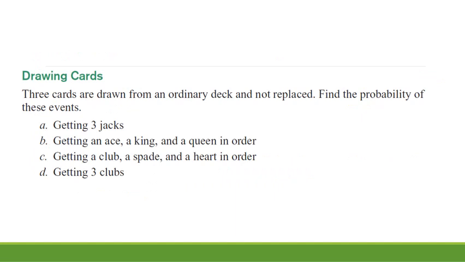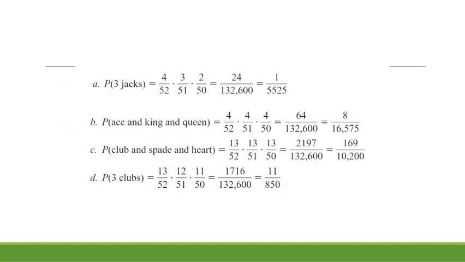Another example. 3 cards are drawn from an ordinary deck and not replaced. Find the probability of these events: getting 3 jacks, getting an ace, a king, a queen in order, a club, a spade, and a heart in order, and getting 3 clubs. The first event is getting 3 jacks. Since the card is not replaced, the total number of outcomes is decreasing, as well as the number in the probability of that event.